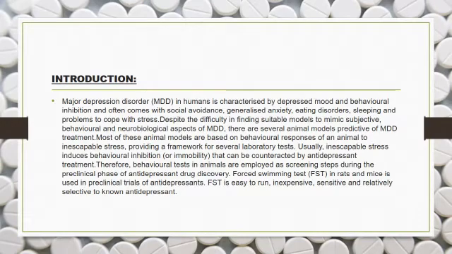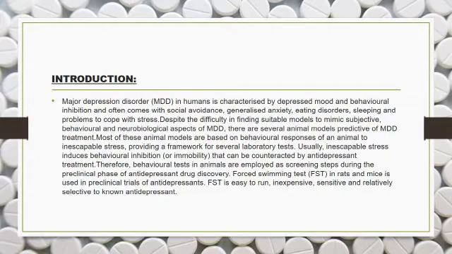Introduction. Major depressive disorder (MDD) in humans is characterized by depressed mood and behavioral inhibition and often comes with social avoidance, generalized anxiety, eating disorder, sleeping problems and problems to cope with stress. Despite the difficulty in finding a suitable model to mimic subjective, behavioral and neurobiological aspects of MDD, there are several animal models predictive of MDD treatment.